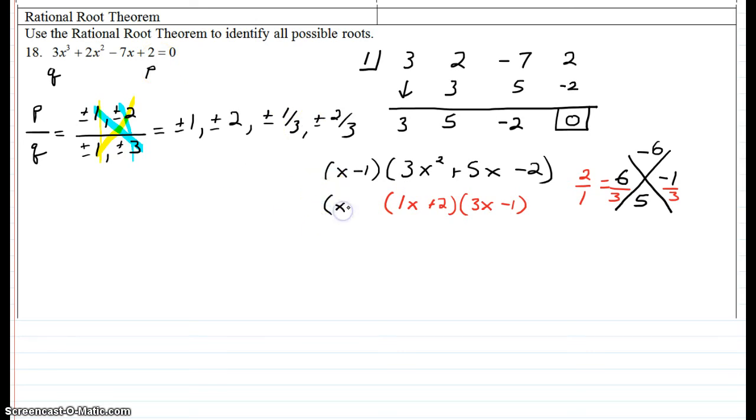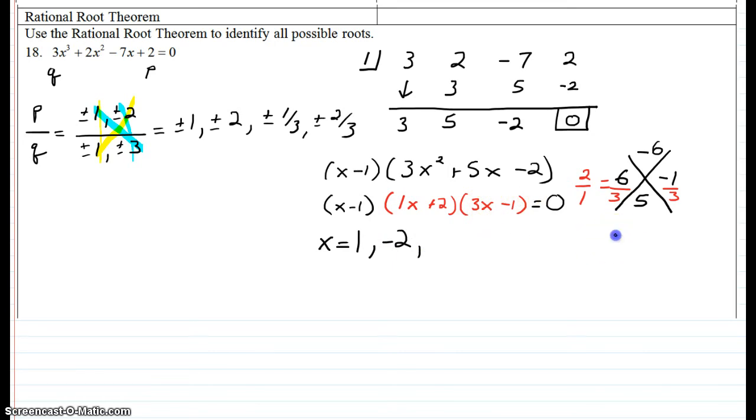And then we have the x minus 1. And remember, we're trying to find the roots, the zeros. And so just make it equal 0, so we're going to have x equals 1. And this is just x plus 2, so we also have a -2. And then 3x minus 1.